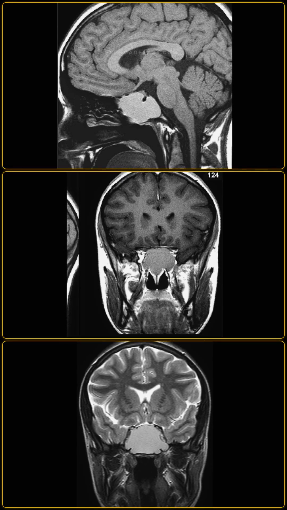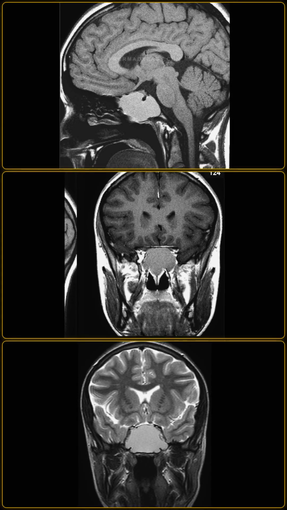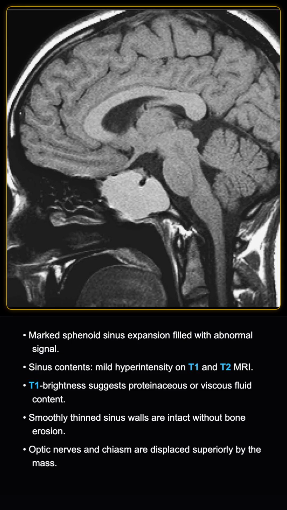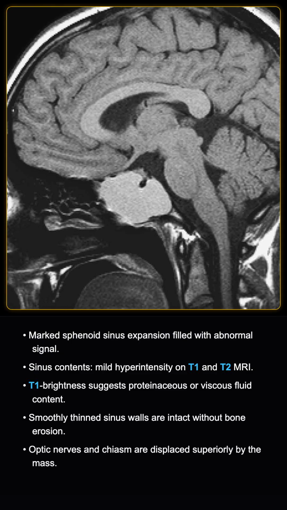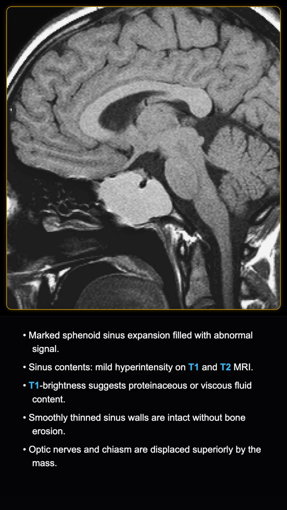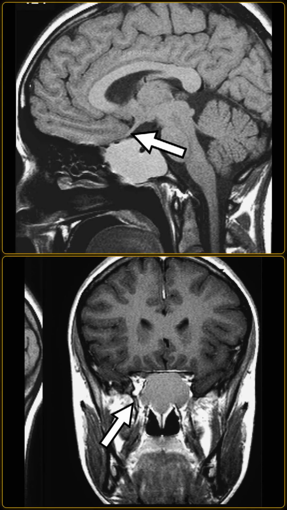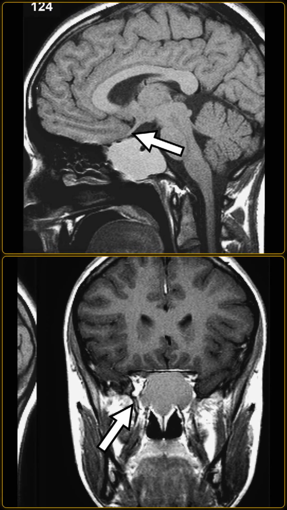The bony walls of the sphenoid sinus appear smooth, thinned, and expanded, but are completely intact with no evidence of osteolysis or frank bony destruction. The coronal T2 image confirms superior displacement and compression of the optic nerves and chiasm, explaining the clinical history of visual impairment. I am showing you magnified and annotated sagittal and coronal MRI scans of the sphenoid region.